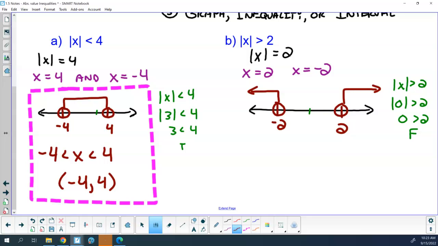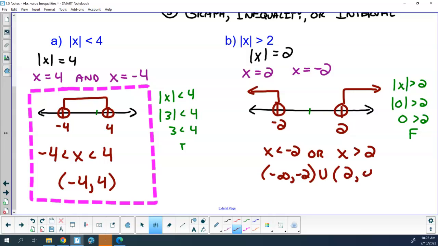So my inequality here would be x is less than -2, or x is greater than +2. My interval would be -infinity to -2 union with 2 to infinity. And all of those are saying the exact same thing.